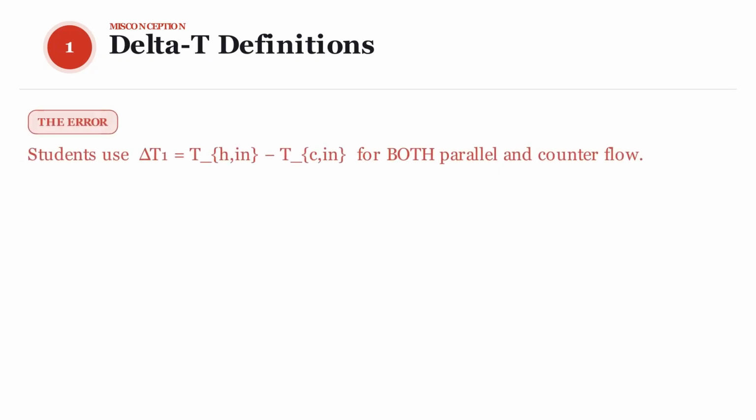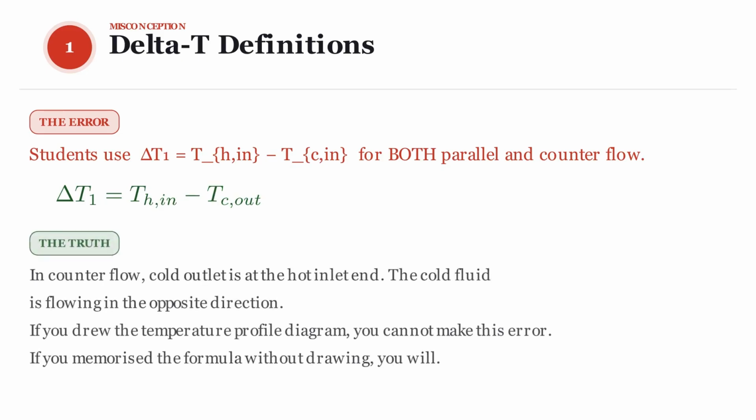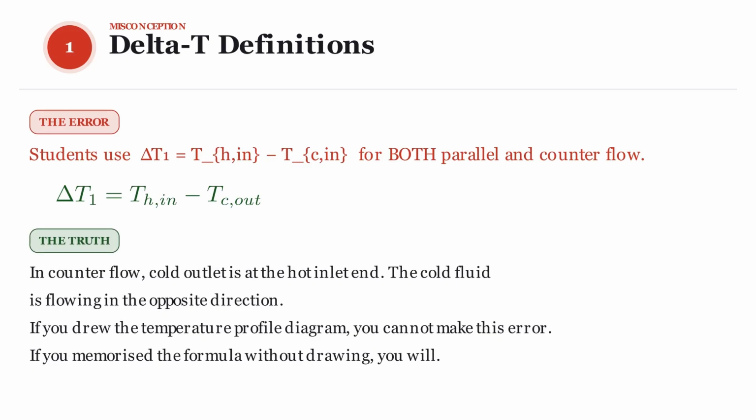Misconception 1. Delta T definitions. The error: students use delta T1 equals T_H,in minus T_C,in for both parallel and counterflow. The truth: in counterflow, delta T1 equals T_H,in minus T_C,out. Cold outlet is at the hot inlet end. The cold fluid is flowing in the opposite direction. If you drew the temperature profile diagram, you cannot make this error. If you memorize the formula without drawing, you will.